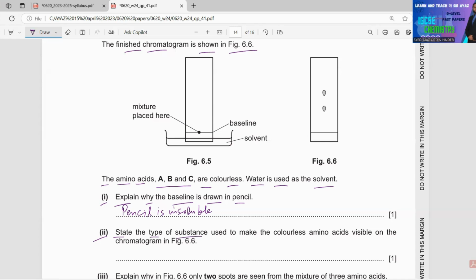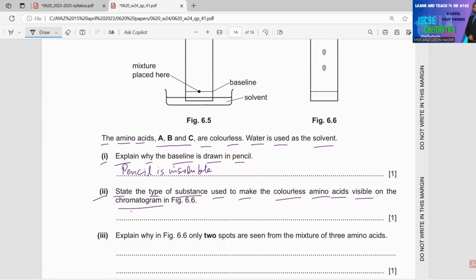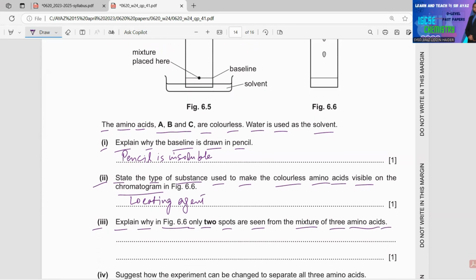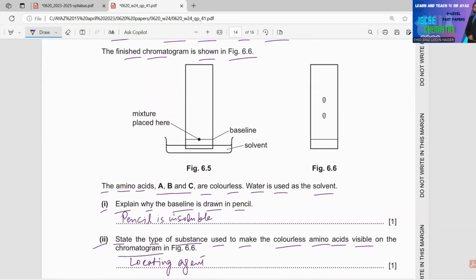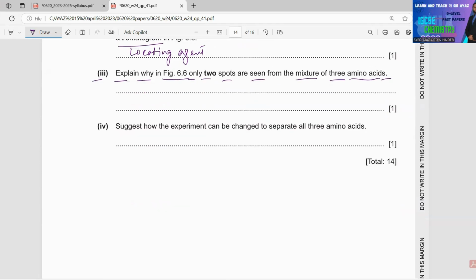Next part, state the type of substance used to make the colorless amino acids visible on the chromatogram. We need to use a locating agent. Part 3, explain why in figure 6.6 only 2 spots are seen from the mixture of 3 amino acids. We have 3 amino acids, but we are seeing only 2 spots here. Spot number 1, spot number 2. So they are asking the reason for this. 2 of the amino acids have the same RF value. So you will write same RF value. That's why you will see only 2 spots. Number 4, suggest how the experiment can be changed to separate all 3 amino acids. Definitely you have to use a different solvent. So you write use different solvent.